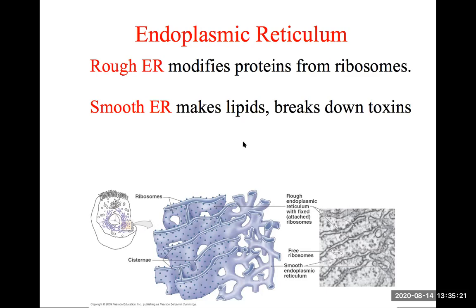Its job is twofold. One is to make lipids or fats, and the second job is to break down toxins. So organs in your body that break down toxins, the big one is the liver. Okay, anytime you eat anything, it's going to be passing through the liver. And so if you eat something that is toxic or drink something that is toxic, that will be broken down so that you don't poison yourself, hopefully. And to break down toxins, you need lots and lots of smooth endoplasmic reticulum. And so you're going to find lots of cells loaded down with that particular type of organelle if you look in the liver.